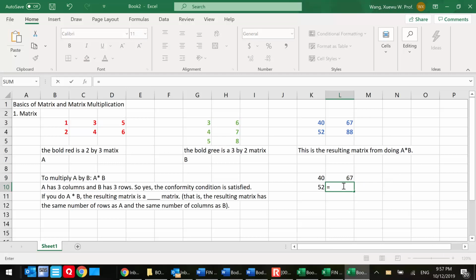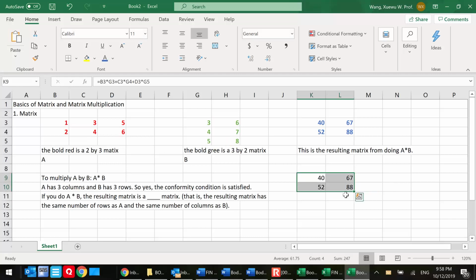So the last matrix element in the resulting matrix: again, I'm going to take the second row from matrix A and multiply that by the second column in matrix B. All right, so this is going to be 2 times the 6 plus the 4 times the 7 plus 6 times the 8. All right, so that's 88.